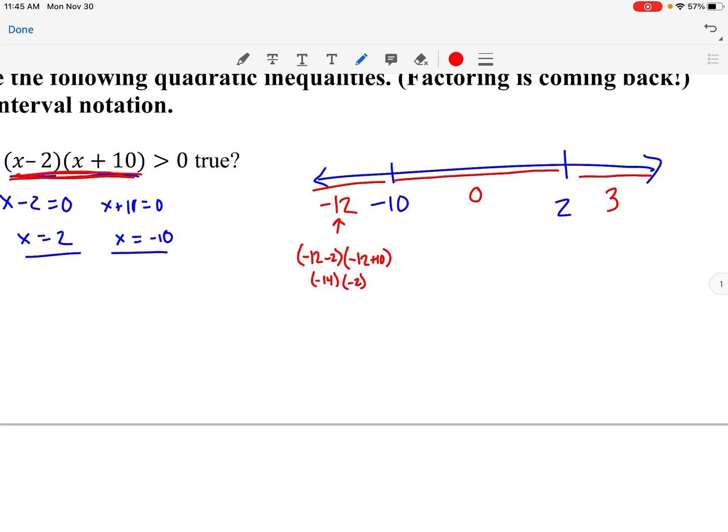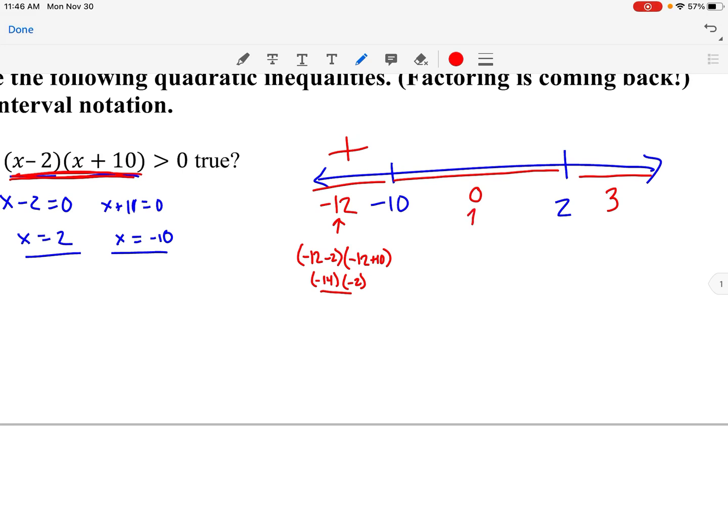But really, I don't care what the number is. I just want to know, is this answer going to be positive or negative? And I know that 2 negatives equal a positive, so I know that this interval is going to be positive, so every number in that interval is going to be greater than 0.